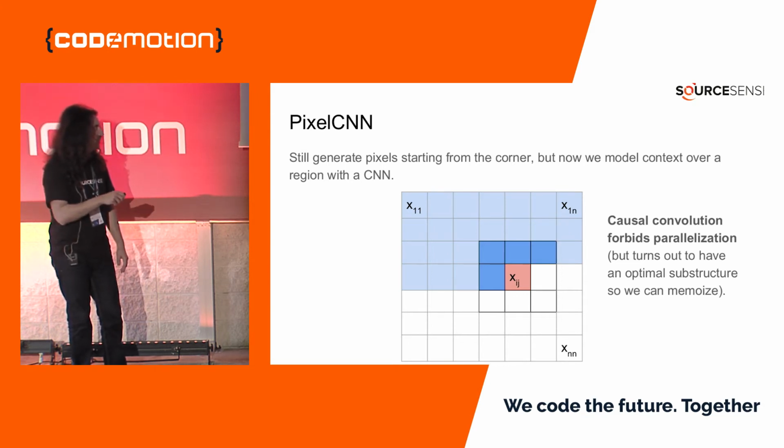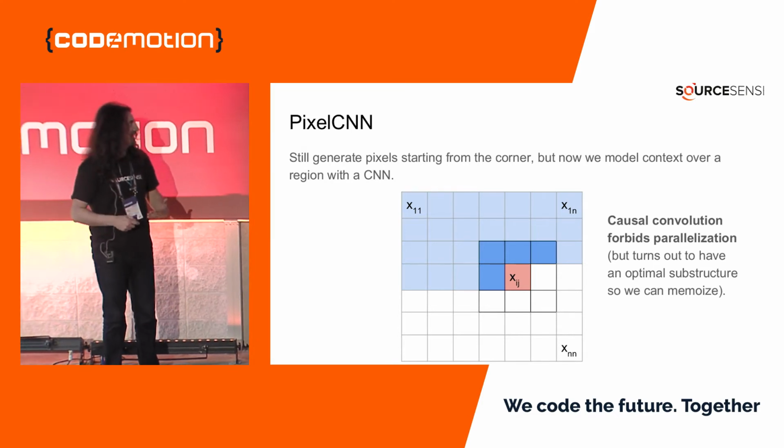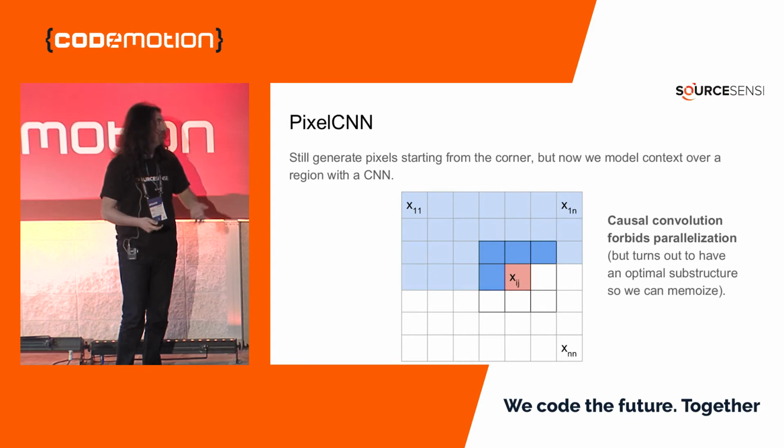So you just go in this way, like a linear raster, starting from this one and going in rows, and you just take the context surrounding the pixel. Since this is a causal convolution, you just convolve with everything before you, but not everything after you. It forbids parallelization.